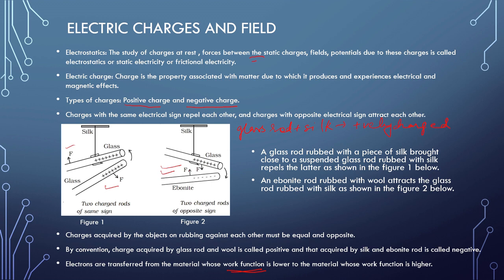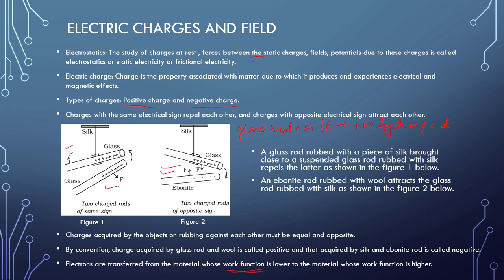And as I told you, the glass rod develops positive charge and silk develops negative charge when you rub the two against each other. Similarly, when an ebonite rod is rubbed with wool, the ebonite rod becomes negatively charged. And also I told you about the work function.